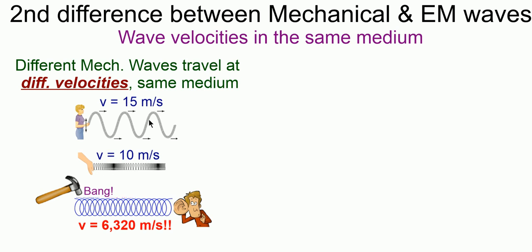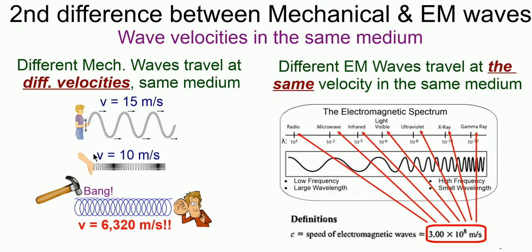I kind of made those numbers up, but here's a real number. If this thing's made of aluminum, you hit it, and you're listening for the sound which goes through it, which is a mechanical wave, right? The aluminum is 6,320 meters per second. So the story is, in the same medium, mechanical waves do not travel at the same velocity. Their velocities can differ. Well, how about electromagnetic waves, EM waves?